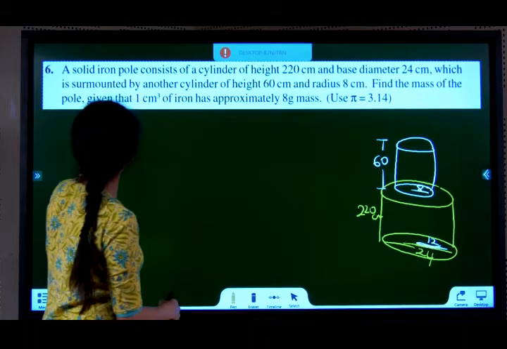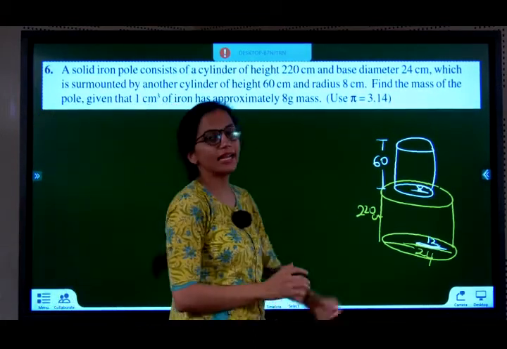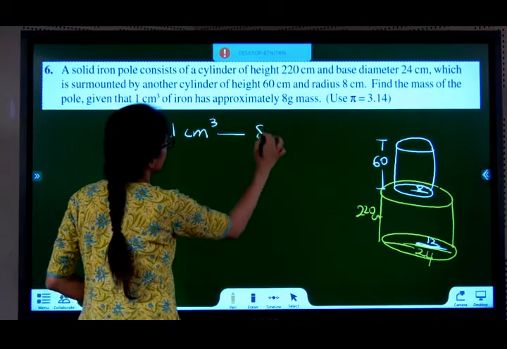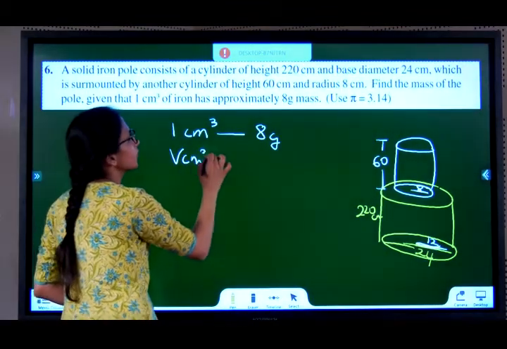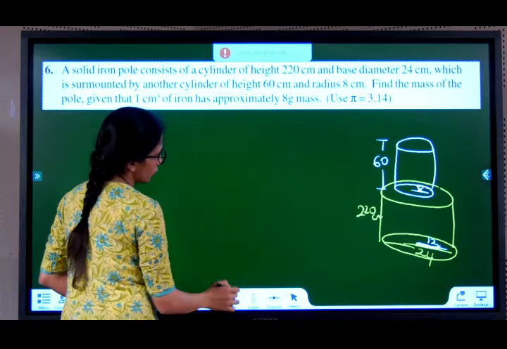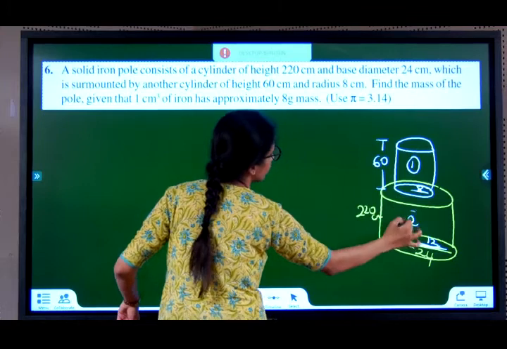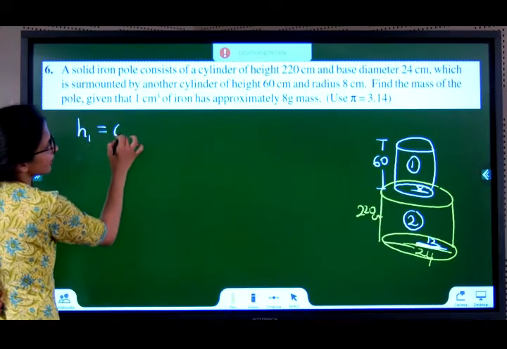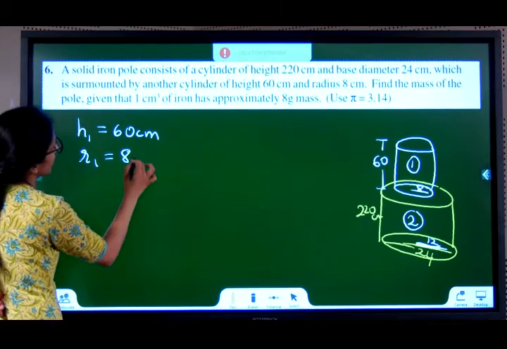Find the mass of the pole given that 1 centimeter cube of iron has approximately 8 gram mass. So if I somehow find the volume of the whole thing, V centimeter cube will have how much mass? Easy. Let's say the small one is cylinder 1 and this is cylinder 2. For cylinder 1, H1 is 60 centimeters, R1 is 8 centimeters.